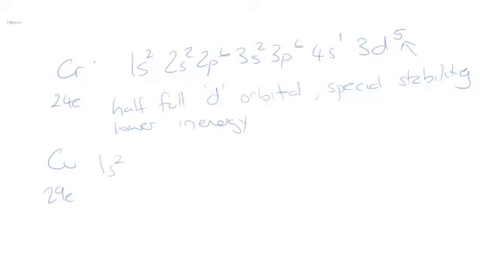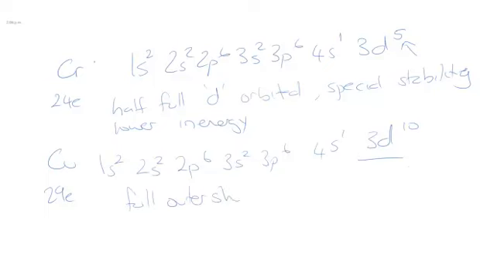Likewise, copper has a similar thing that it does. Instead of being 4s2, 3d9, which is what we'd expect, it actually goes 4s1, 3d10. Having a full d shell actually does make it more stable. And so those are the 2 exceptions.